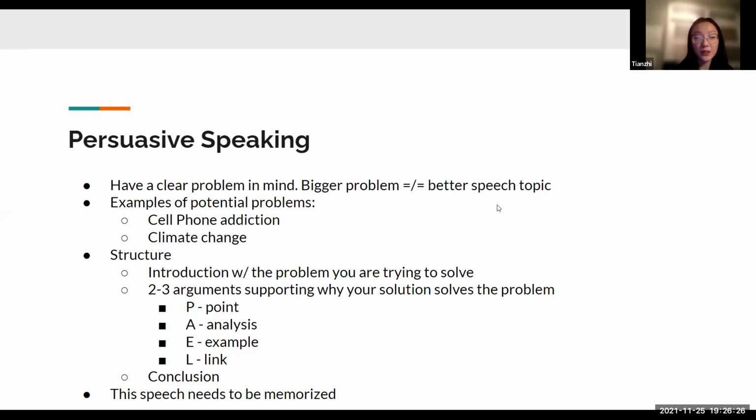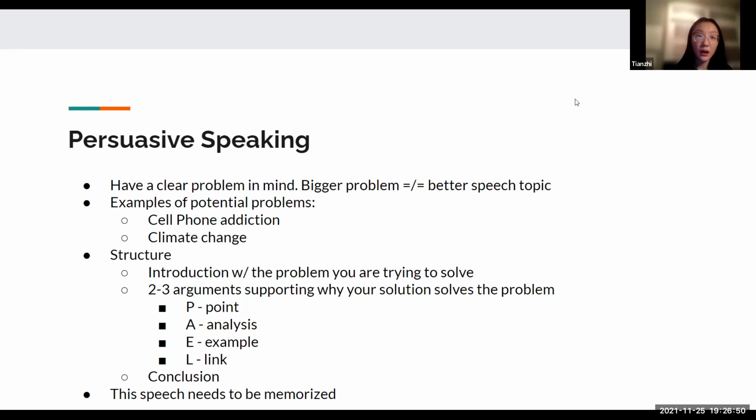This format is going to help you a lot by making sure that what you're saying is very straightforward and to the point, and you're not wasting any time going on a tangent. So if you're struggling and trying to figure out how to write something, follow PALE and it will help you along really well. After your 2 to 3 arguments, that's when you want to create a conclusion.